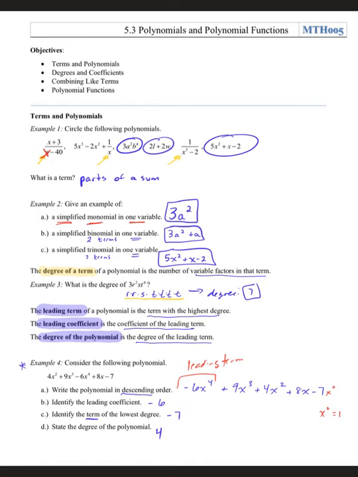Make sure you know those vocab words. Make flashcards if you need to study them. Write them all out, but you want to make sure you practice those. If you have any questions, please reach out and good luck on the homework.